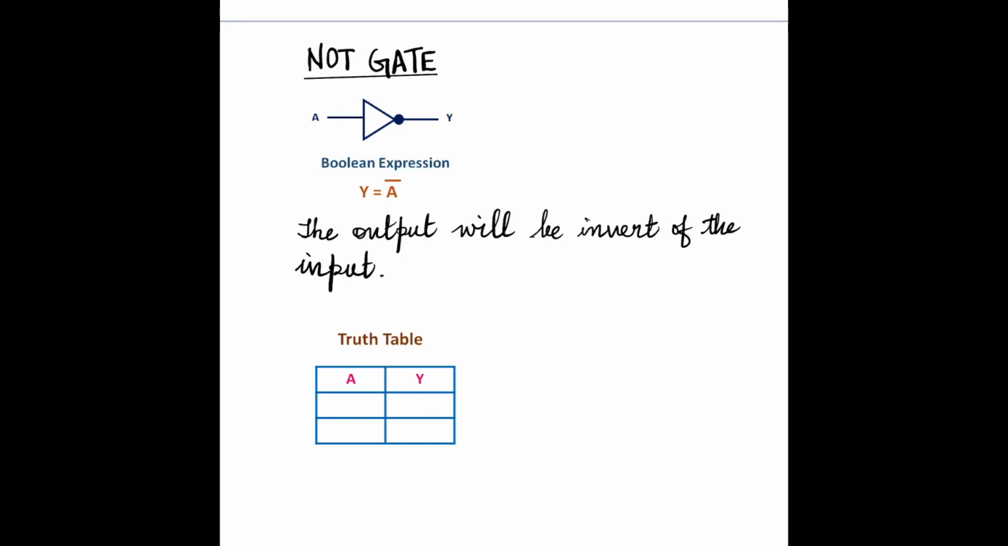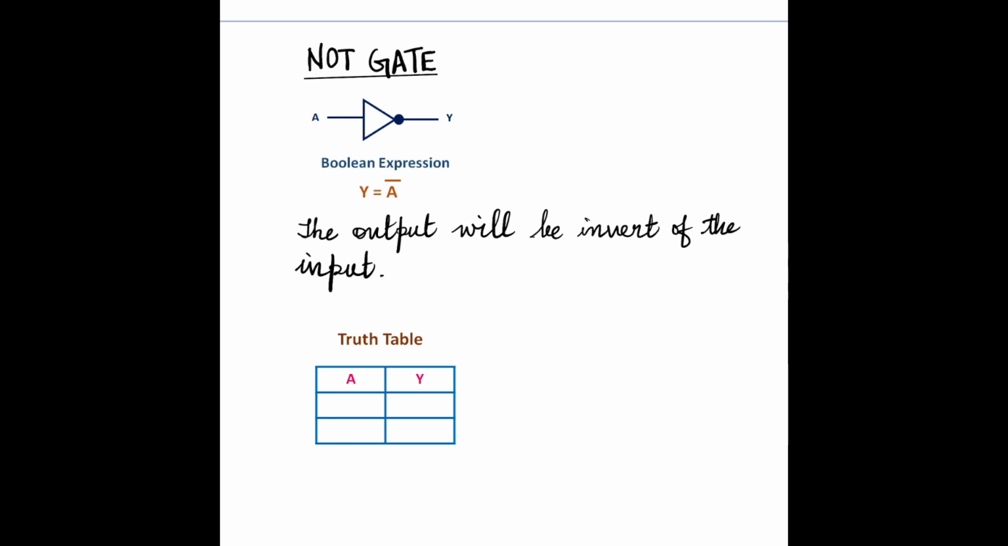Okay, now let's look into NOT gate. This is the diagram of a NOT gate, a triangle and a circle at the end. What a NOT gate does is, it inverts the input. So, if the input is 0, we get 1, or if the input is 1, we get 0.